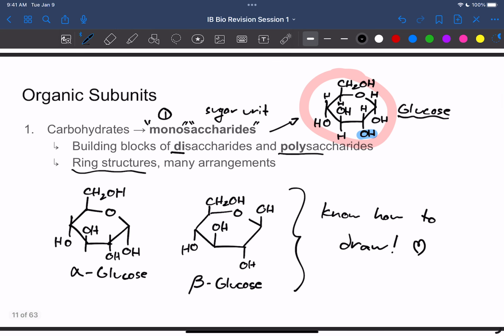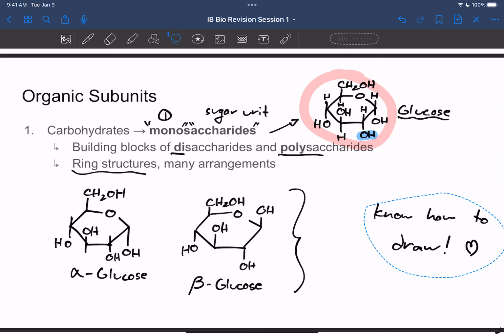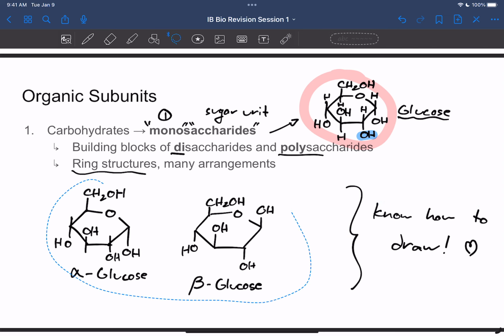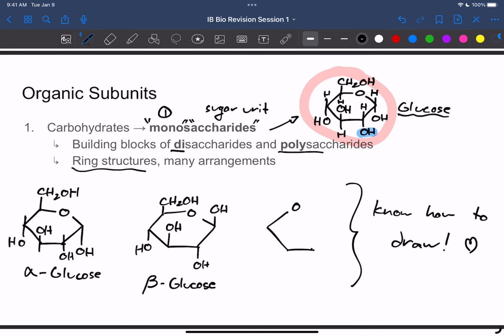Oh, and also ribose. You're going to want to know how to draw ribose. Let's see if I can fit it on here. This is ribose. So they can have different amounts of carbons is something I was going to say. And ribose is another one of the ones that you're going to have to know how to draw.